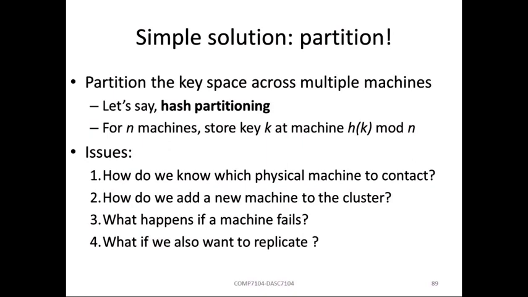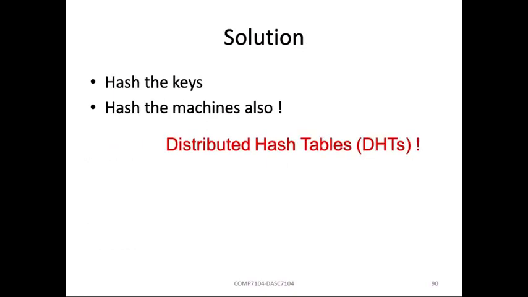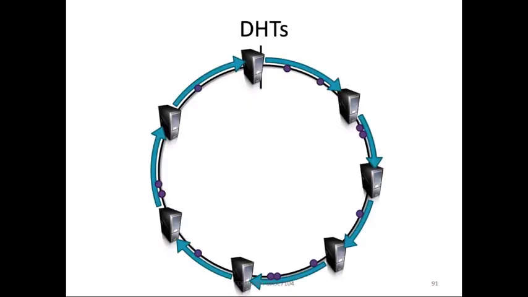What happens if a machine fails, for accessing the data that machine holds? What if we also want to replicate? And remember, we have good reasons for replication as well. So the solution to all these issues is to hash the keys as we did before, to partition the data, but also to hash the machines. And we'll immediately see what this means. And this bears the name of distributed hash tables, DHTs. And so here's an illustration for DHTs.